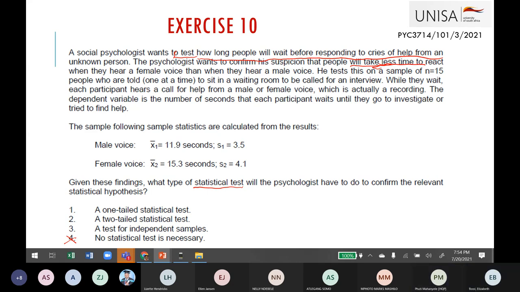So, what type of test will we be doing? Is it a one-tail test or is it going to be a two-tail test that we're going to be doing to prove this, based on the researcher's assertion, based on their claim? And this is very important. That is why you need to take into consideration all those.